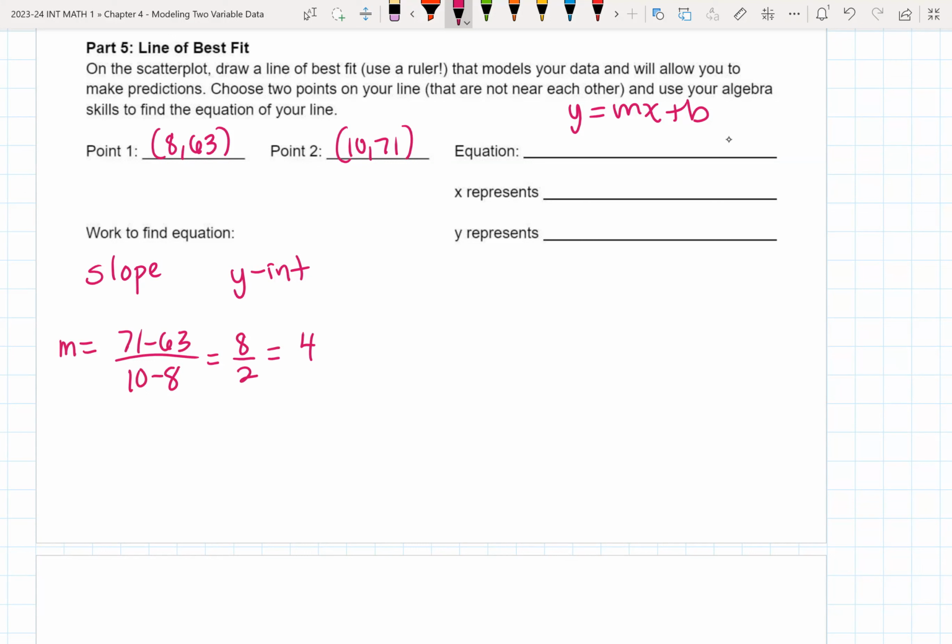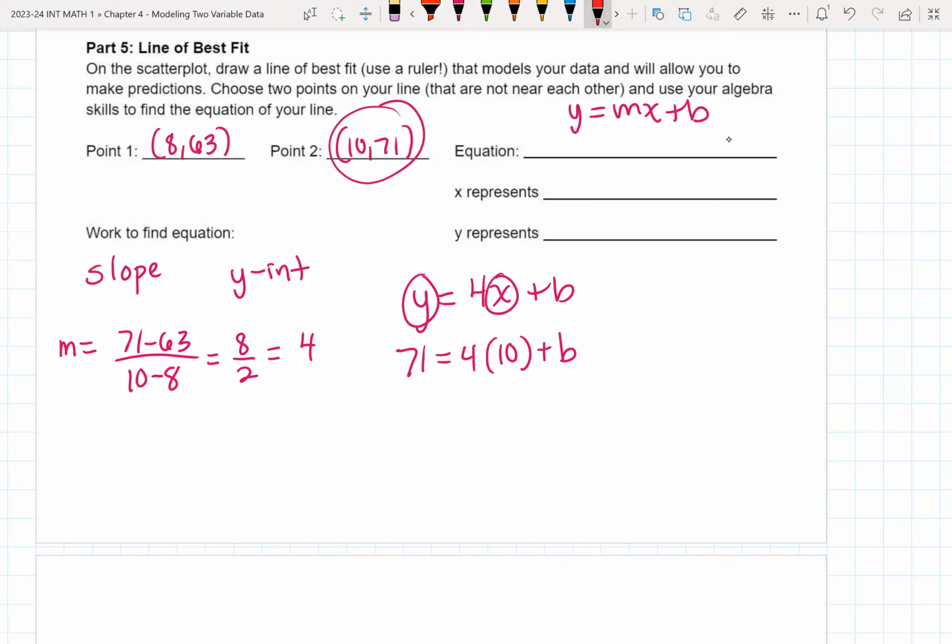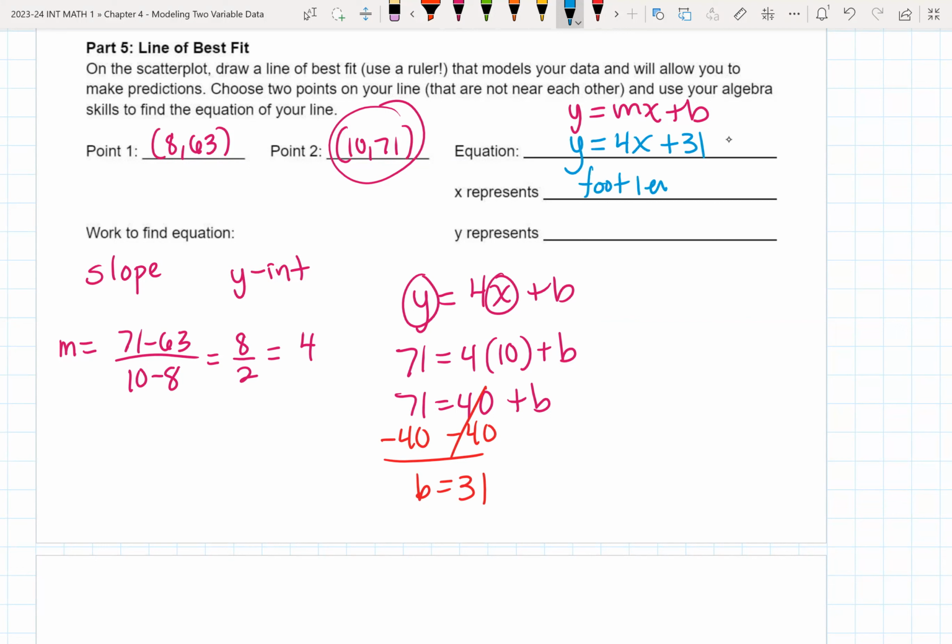Now the y-intercept can be found by plugging in our slope and one of these coordinates for x and for y. So I'm going to plug in 71 for y and 10 for x, but you could plug in either one of your coordinates. That'll give me 71 equals 40 plus b. So we can already see b is going to end up being 31 here in just a moment, but we can subtract on both sides to finish this. So our equation for our prediction would be 4x plus 31, where x represents the foot length and y represents your height, both measured in inches.